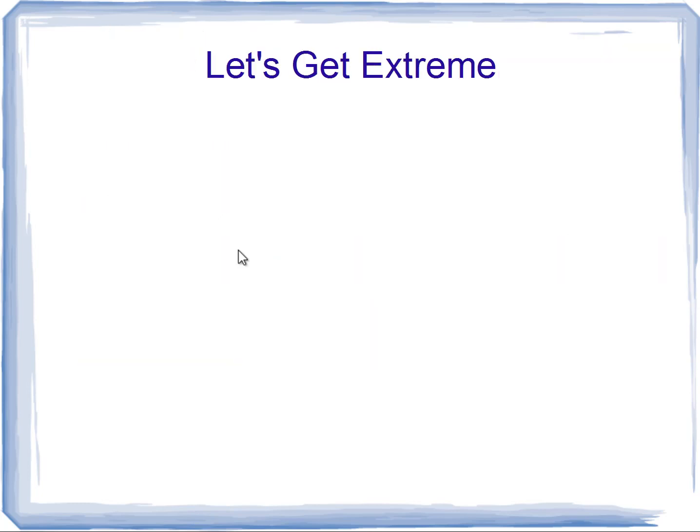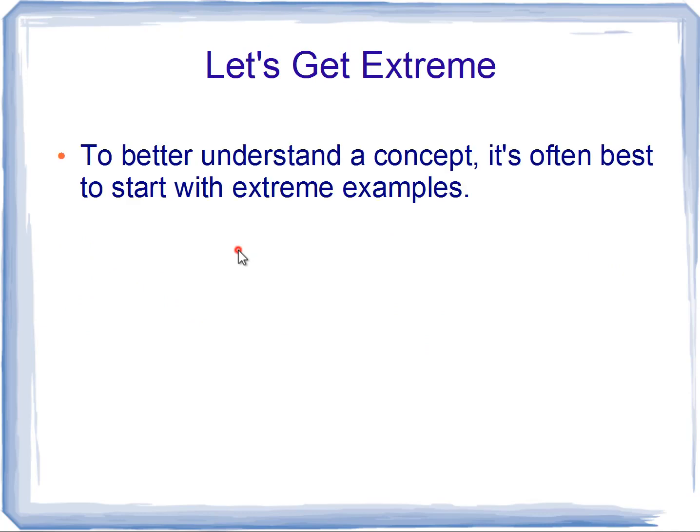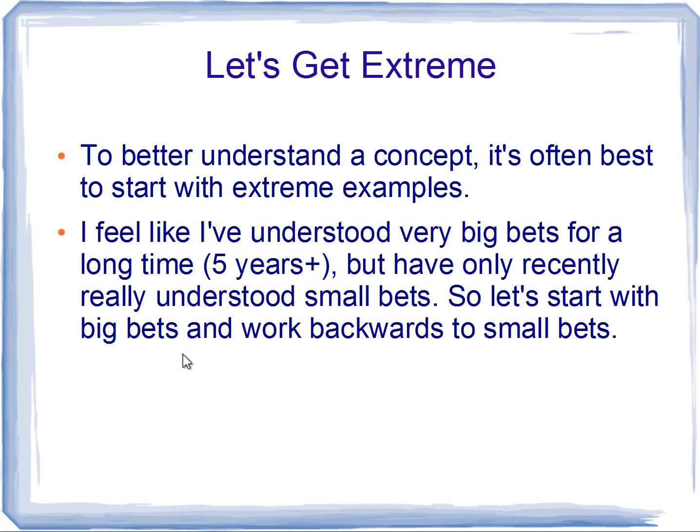So to start off, we're going to get extreme, because I think to better understand a concept, it's often best to start with extreme examples. I'll make the concepts and the examples realistic in just a few moments, but when you're really trying to learn a concept, extreme examples very often help in poker. All right, I feel like I've understood very big bets for a long time, but I've only recently really understood small bets. So we're going to work backwards and start with big bets, and then we're going to begin discussing small bets. All right, so when should you overbet?